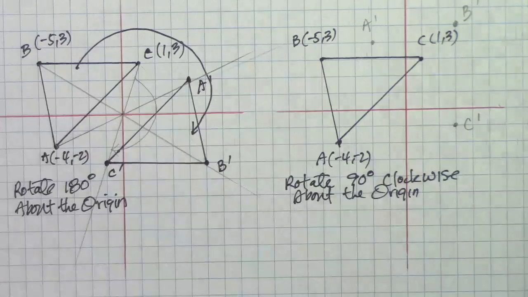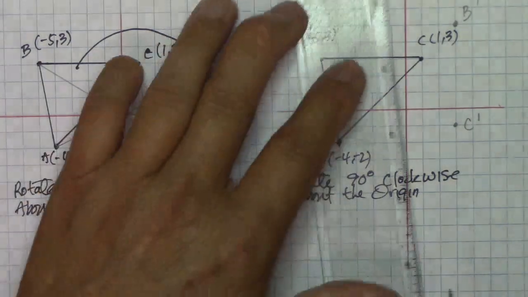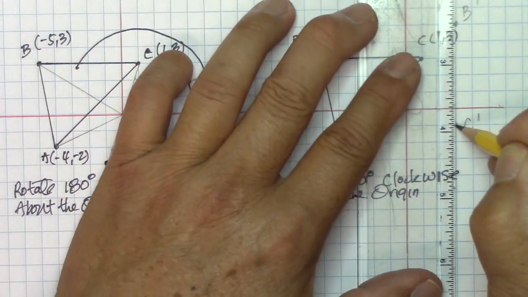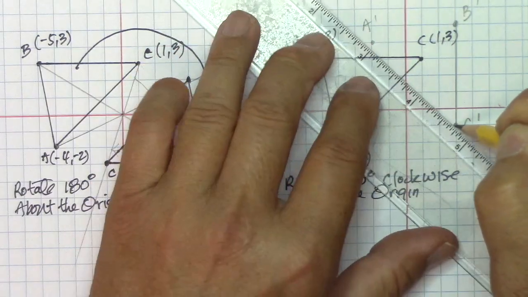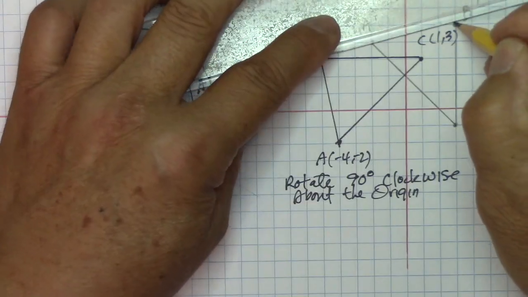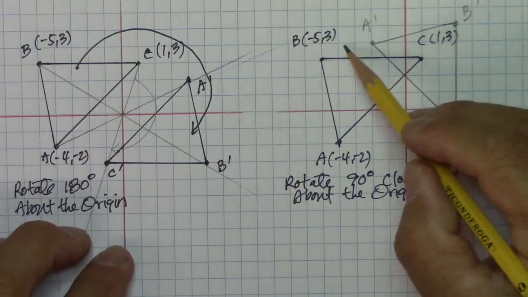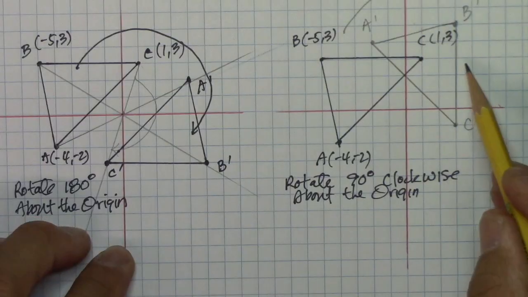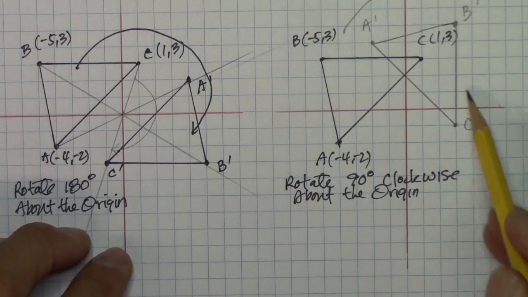C prime. Now I move that out, and I'm going to connect those new vertices, and what we end up with is the actual same shape and same size triangle that is rotated only 90 degrees, not the entire 180. Dig it.